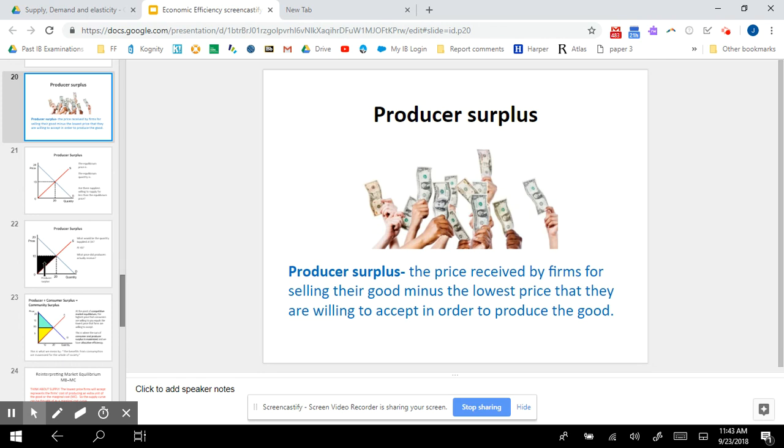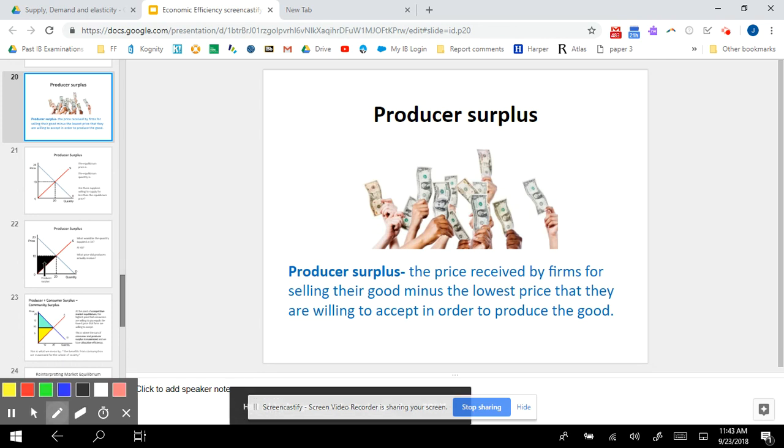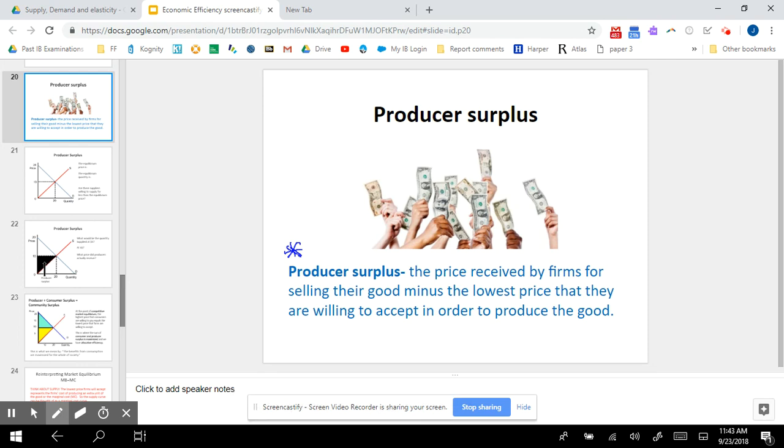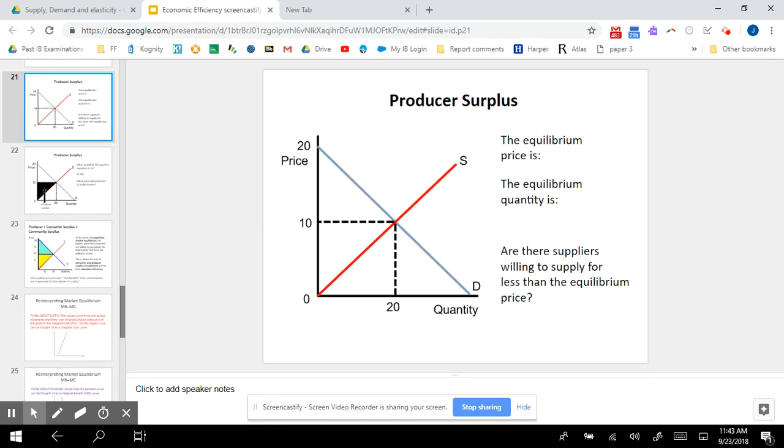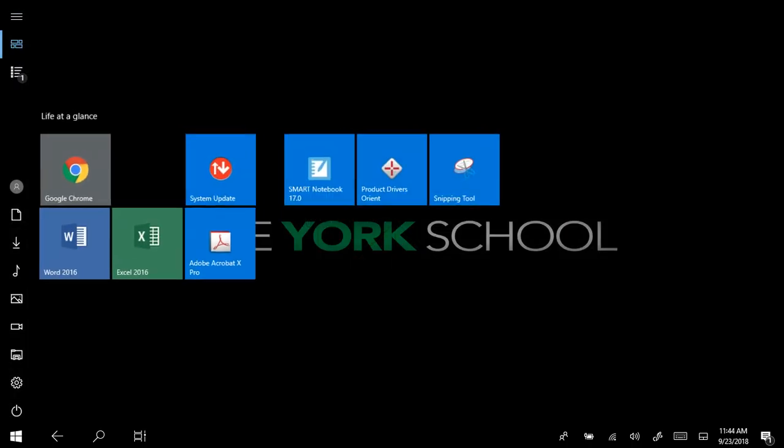The producer surplus, again, this is very key that you can refer to this definition. It is the price received by firms for selling their good minus the lowest price that they are willing to accept in order to produce the good. And again, it would be much easier to see once we look at this graphically. So the producer surplus. If we look at the equilibrium price again, it is $10.